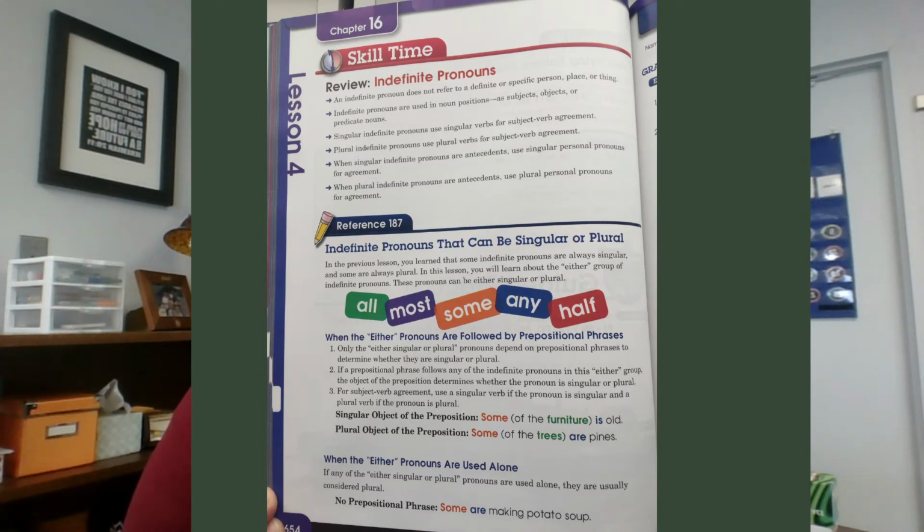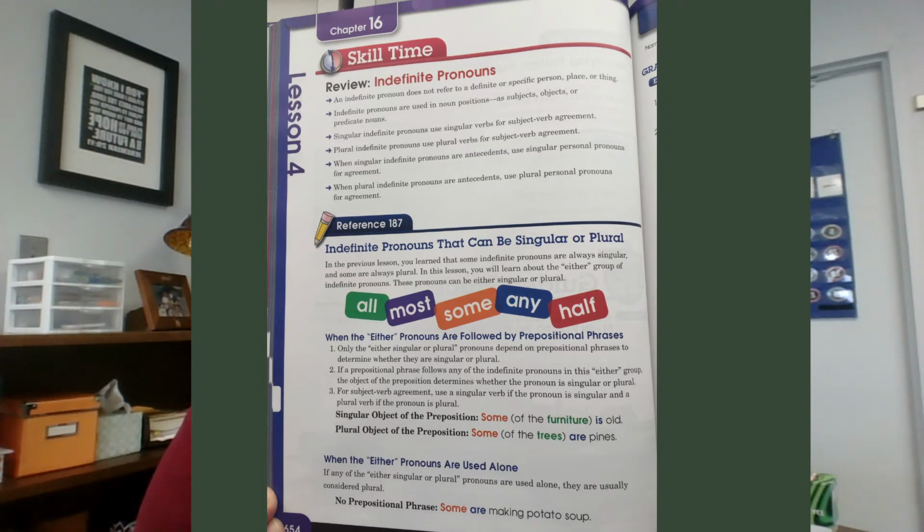Now, I think that the examples are probably going to help us the most. So the first example they've given us here is a singular object of the preposition, and they're using the word some. Now, here's the preposition. Some of the furniture is old. We can't tell exactly how much of the furniture is old, and that's why it's indefinite. Now, here the object of the preposition is furniture, and that is singular. It's referring to a group, one group. All right, then the plural object of the preposition, obviously, trees refers to more than one tree.